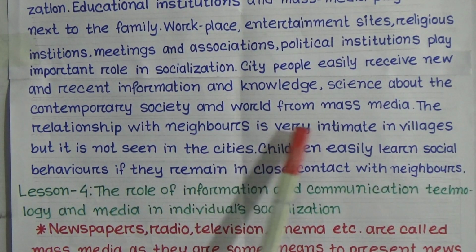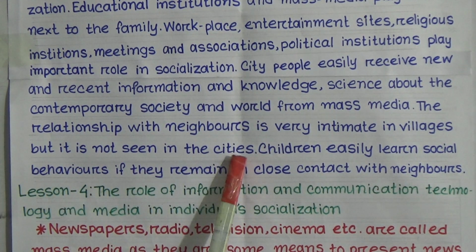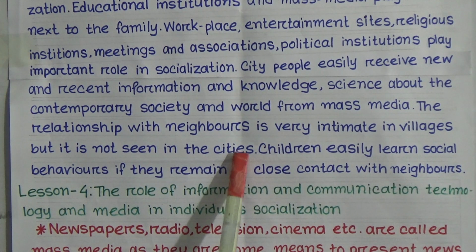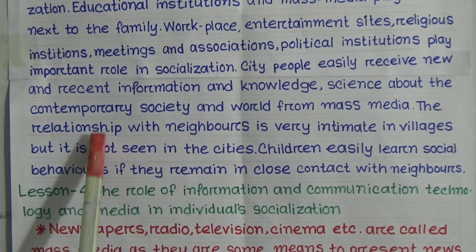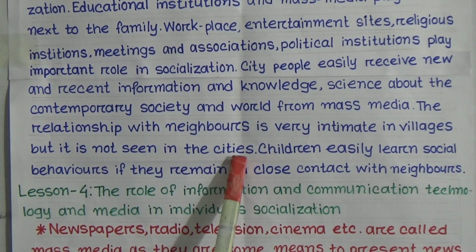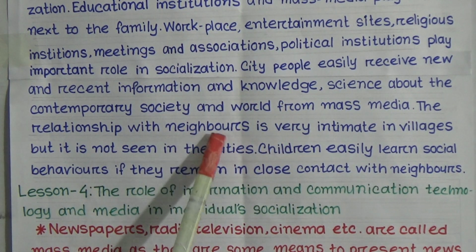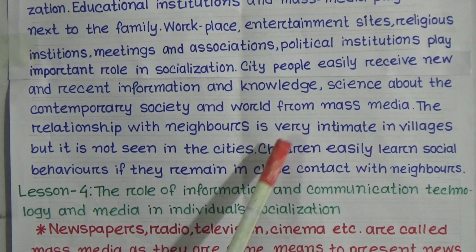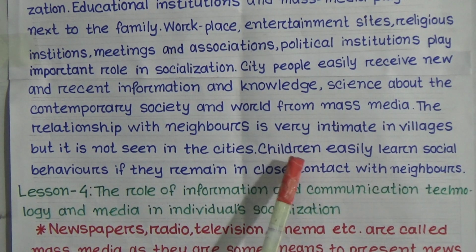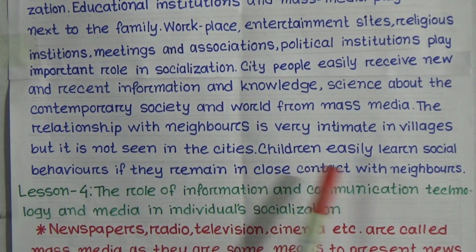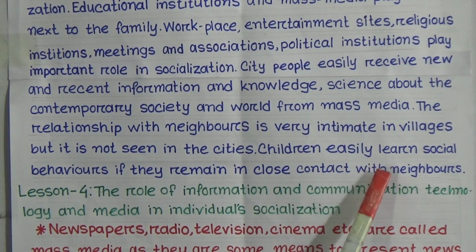The relationship with neighbors is very intimate in villages, but it is not seen in the cities. People who live in villages spend time with their family, neighbors, and playmates, and they can make good relationships with their neighbors, and that's why they get socialized. But this is not seen in cities because city life is reserved and people don't get much opportunity to mix with their neighbors. Children easily learn social behaviors if they remain in close contact with neighbors. If children in cities stay in close contact with their friends and neighbors, they can be socialized from that mixing.